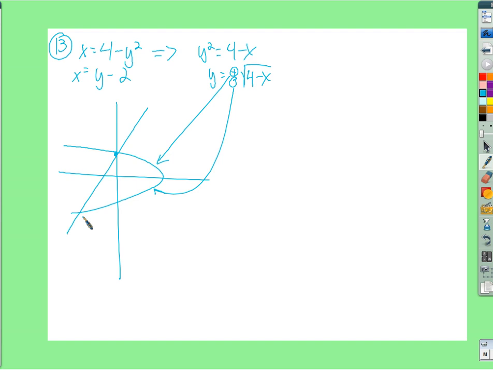Okay. So we still want to integrate on the y-axis from the least value to the greater value, right? So we actually would go from the bottom to the top. And then the greater function would be the one that's to the right, and the lesser function would be the one that's to the left. Does that make sense?